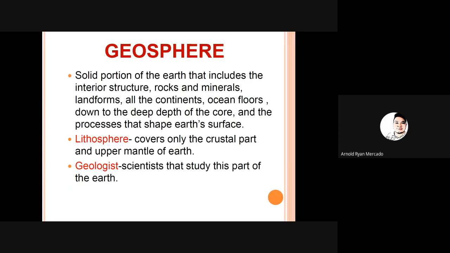Then meron tayong tinatawag na lithosphere. Ito yung part lamang ng geosphere, no? It covers only the crustal part and upper mantle of Earth. So ito tinatapakan natin, ito yung crust. Part siya ng lithosphere. Then pag nag-go beyond pa tayo pababa, it covers the upper mantle, which is also part of the lithosphere. According to the geologists, yan ay marami pang layers. Meron pa kasi tayong tinatawag na asthenosphere. Then, geologists, by the way, are the scientists that study this part of the Earth.